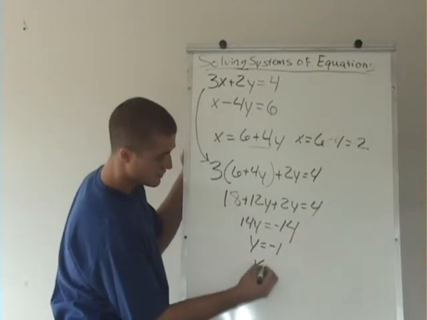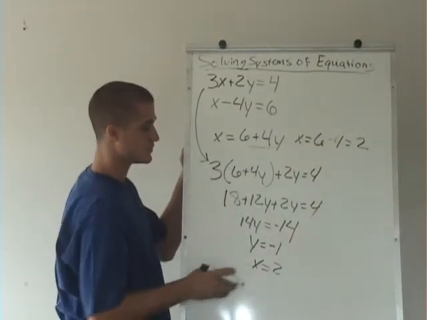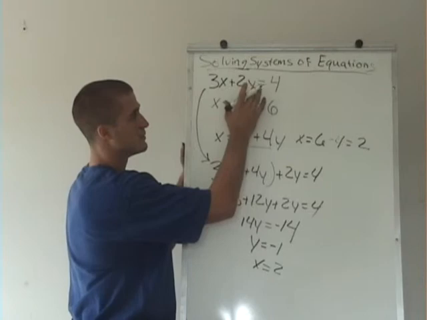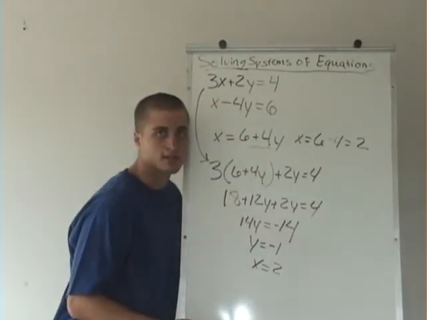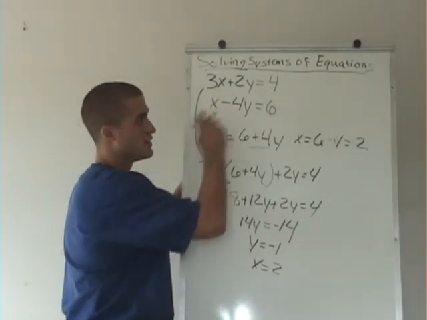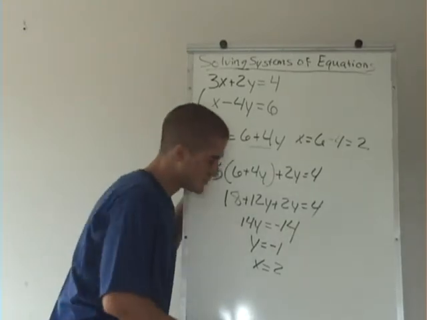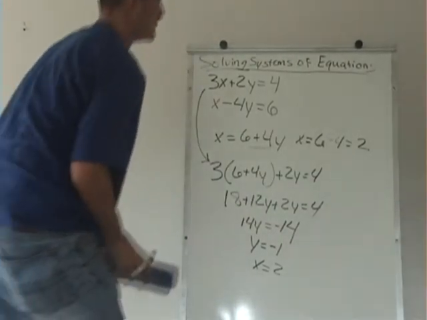So we know y is equal to negative 1 and x is equal to 2. And if we plug those numbers back in for the original equations, we'd see that they satisfy both of those equations.